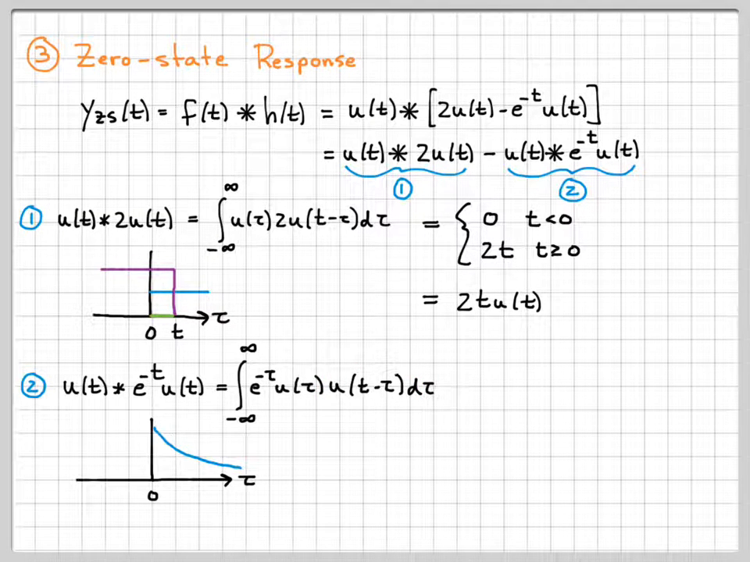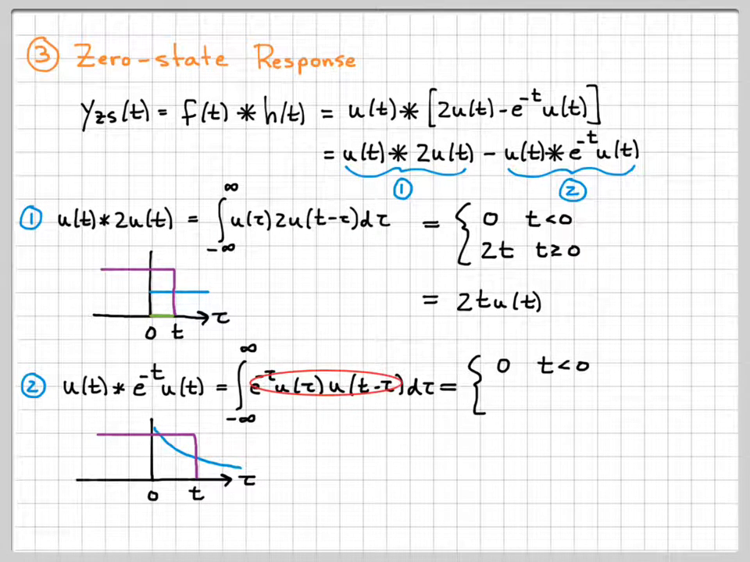So if I draw my tau axis, here is e to the minus tau u of tau, and then the time shifted and reversed unit step looks something like this again. It will turn off at time t. If t is over here, there's no overlap. So again, when time is less than 0, I get no overlap. So this product is 0. So its integral is equal to 0.